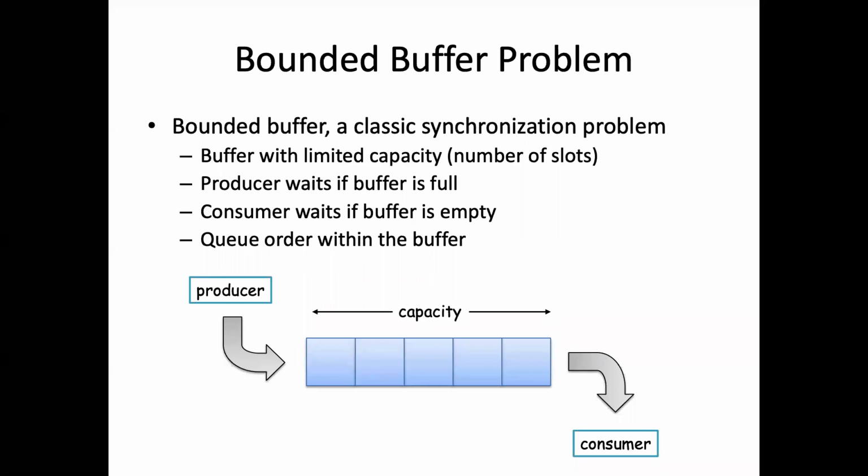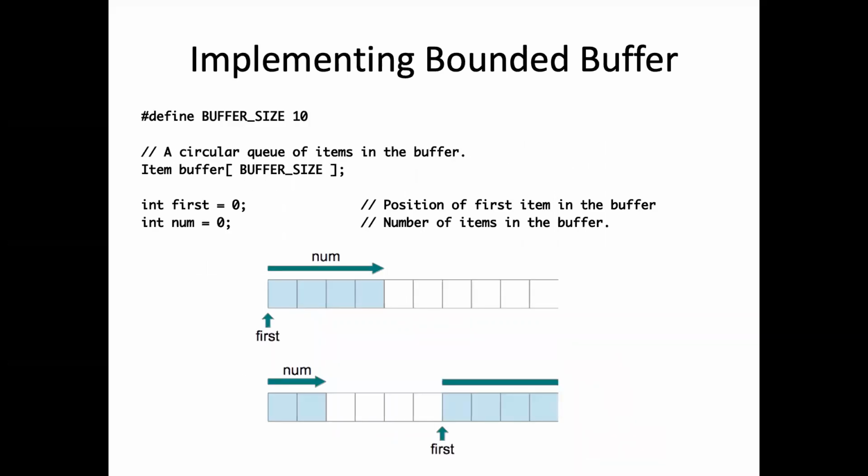It's got limited capacity, and you want one or more threads to be able to put items in one end of that buffer, and you want one or more consumer threads to be able to get items out of it. We were going to implement our own efficient version of this using semaphores. We already saw this representation. We're going to implement it as a circular queue.